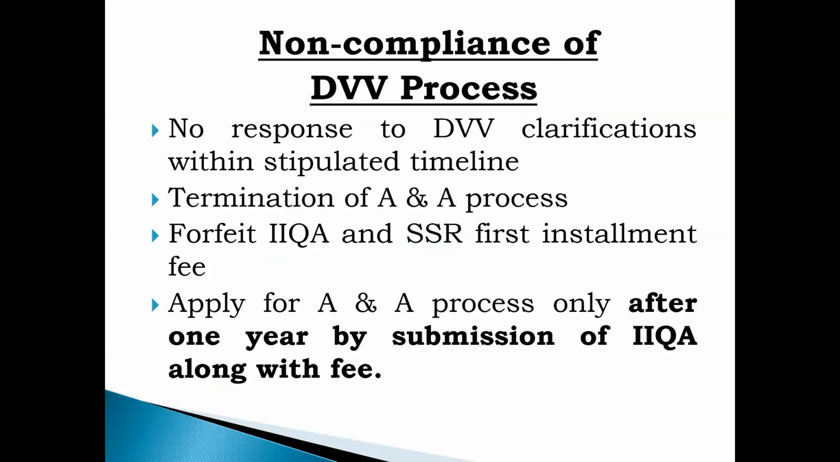Non-compliance of the DV process. As I already told you, there is a stipulated time within which you have to respond to the queries raised by the DV partner. But if you are not able to respond within the stipulated time, or you have not given any response, that means no response has been received from the HA for the clarification. Such an institution will be termed as not complying with the DV process, and will be terminated from the A&A process. The fees for the IAQ and SSR will be forfeited and won't be refundable. Such an institution can apply only after 1 year, again with submission of the IAQ.